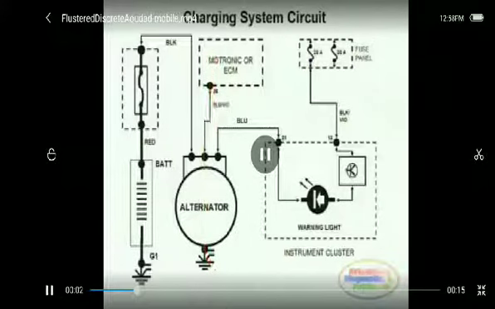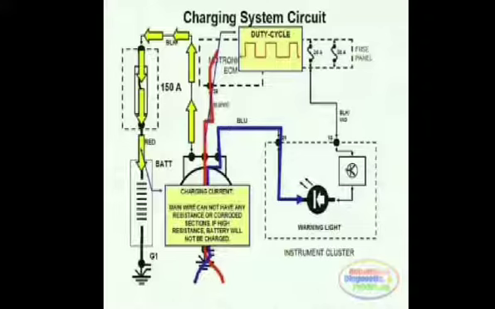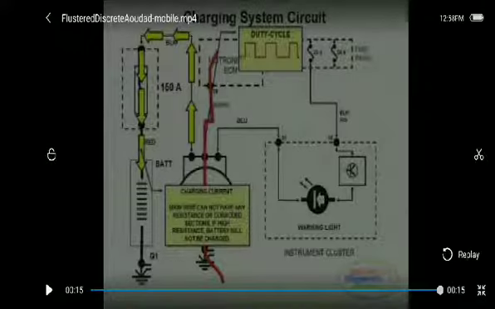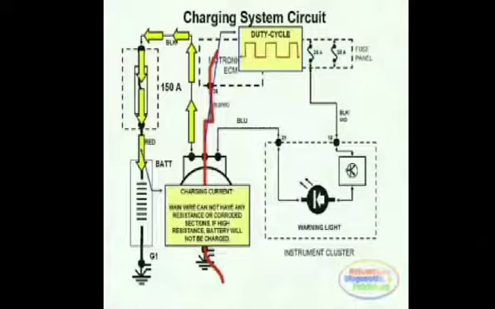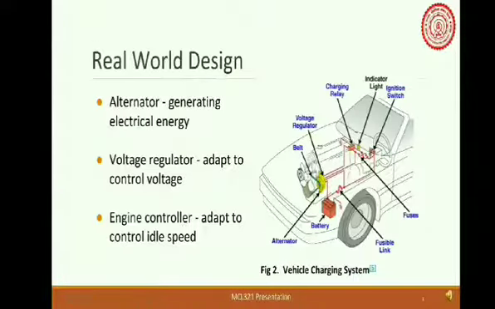Here the Motronic or ECM is transferring the energy to the alternator through a duty cycle. The battery is getting charged, and the warning light signal has been set. And come back to our presentation. We have understood the model of car charging system.